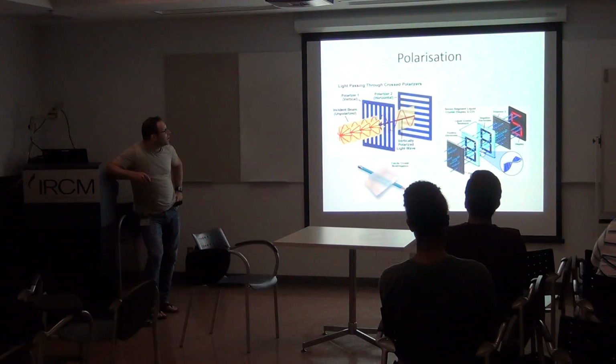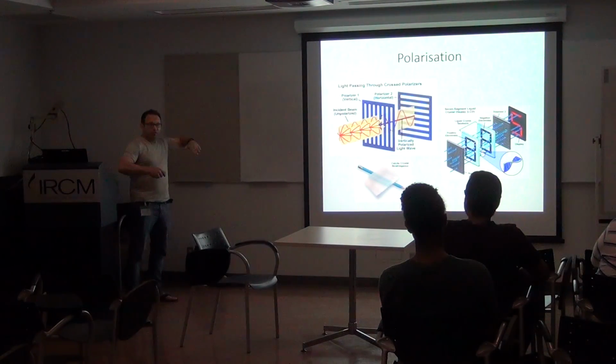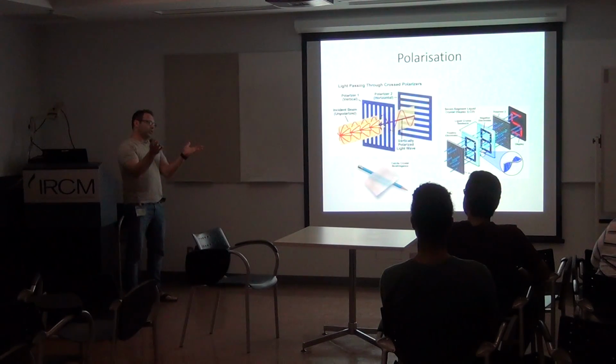An aspect of light is polarization. So light propagates into certain direction. Okay, so usually a source will emit light in all direction except for lasers.